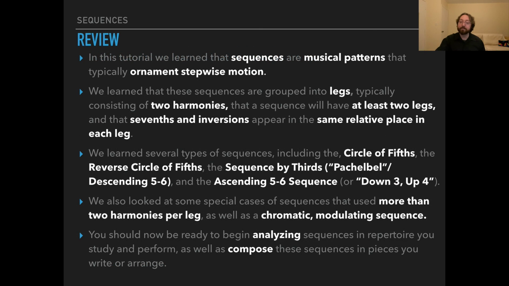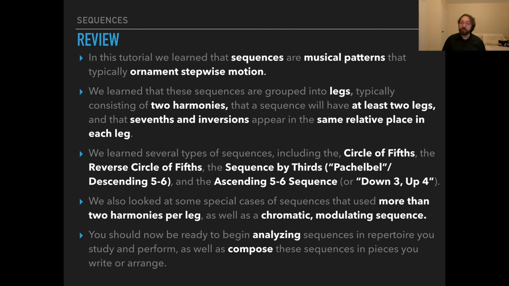To review what we've learned today, in this tutorial we learned that sequences are musical patterns that typically ornament stepwise motion. We learned that these sequences are grouped into legs, typically consisting of 2 harmonies, that a sequence will have at least 2 legs, and that sevenths and inversions appear in the same relative place in each leg.